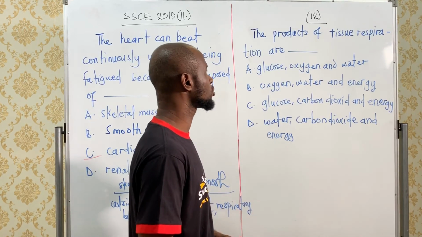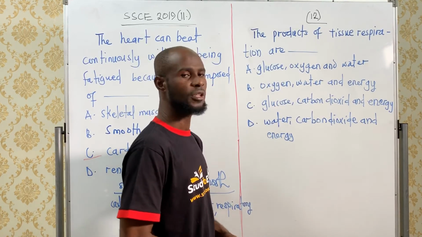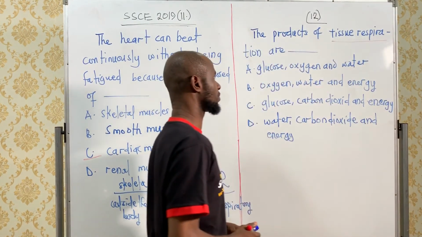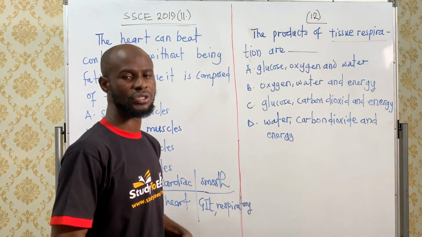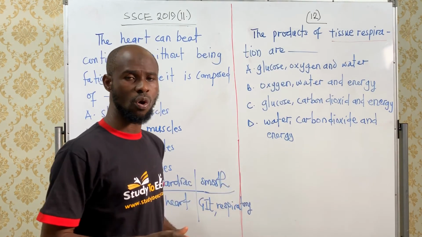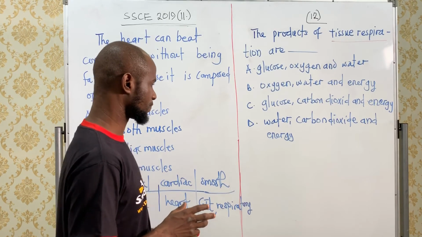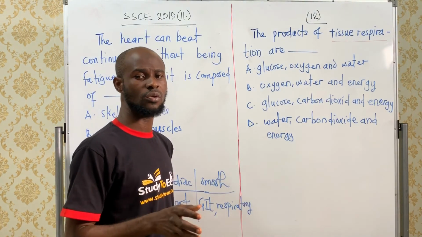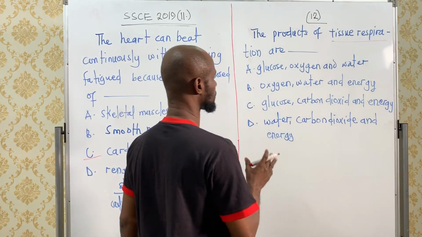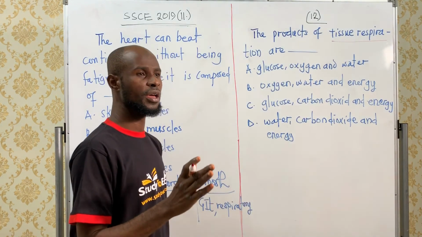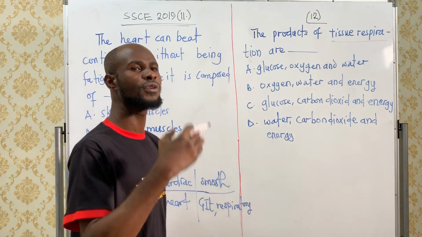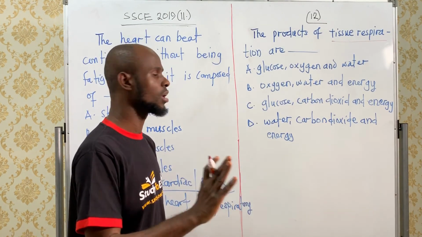The products of tissue respiration are dash. There is what is called tissue respiration, and tissue respiration is the respiration that is taking place inside the tissue of the cell. It's also called the cellular respiration. The cellular respiration is the respiration that involves either oxygen or no oxygen. However, there is breakdown of glucose at the tissue or in the cell.